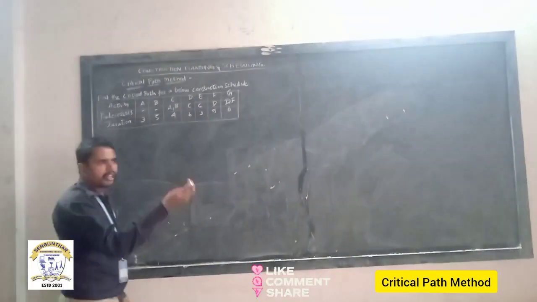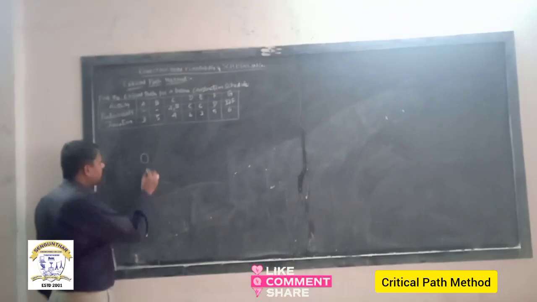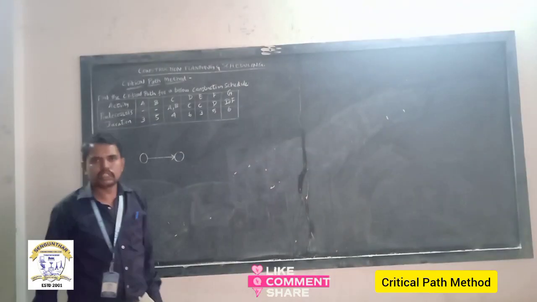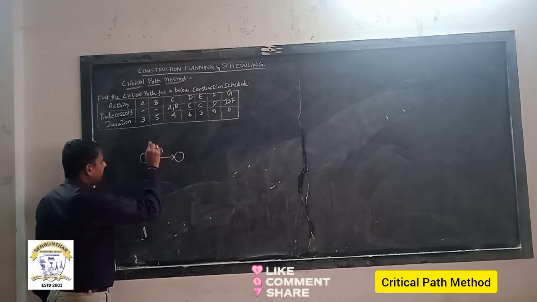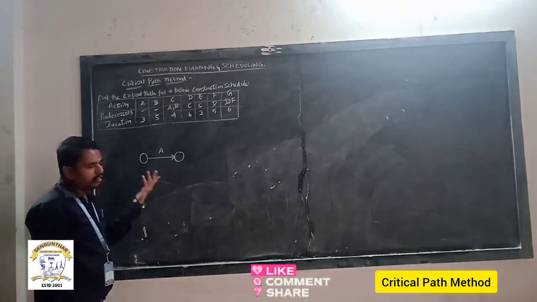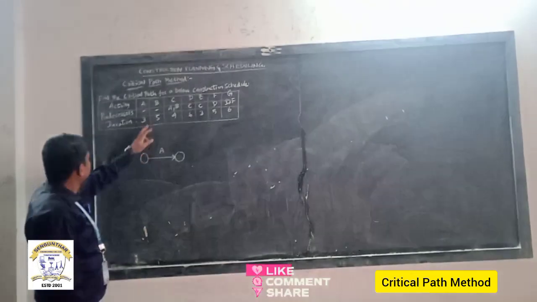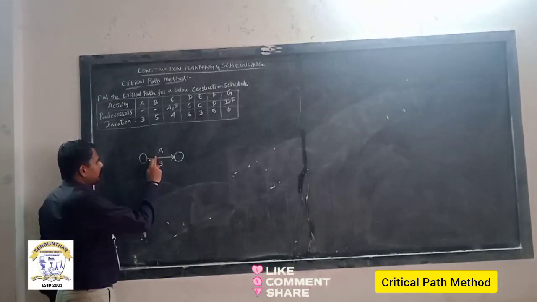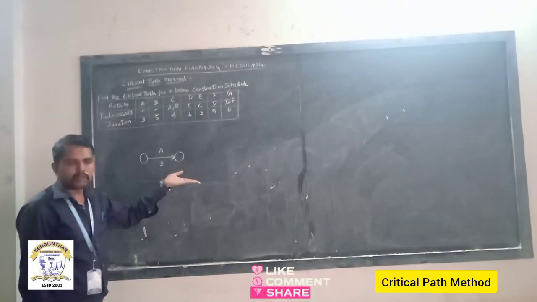So how do I represent an activity in a network diagram? Just draw one start event, draw one arrow mark, and end with one event. This is the representation of an activity. For this activity I named it A, because A is denoted in the problem. You can even name the events also. Its respective duration is 3. In this activity diagram, the name is mentioned at the top of the arrow, and the respective duration is mentioned at the bottom.